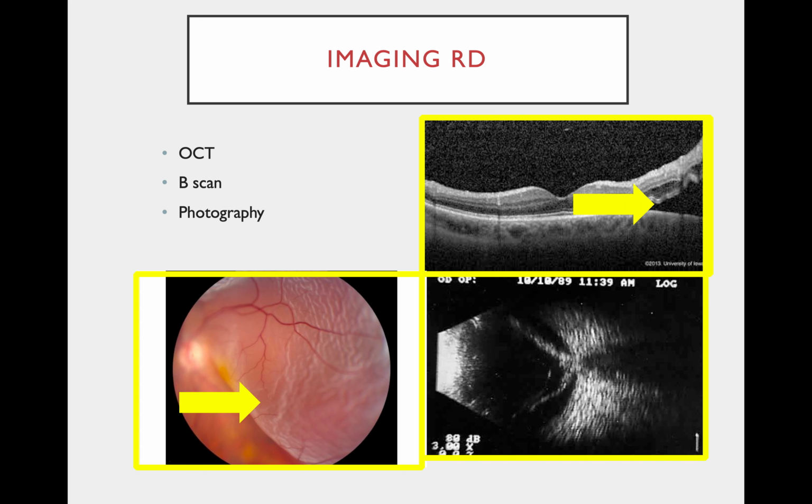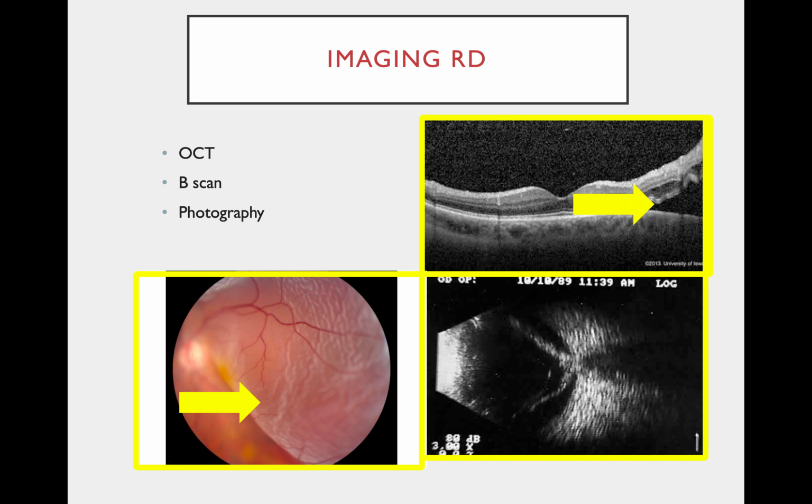The photograph there on the bottom left shows what we usually see in a rhegmatogenous detachment. The retina looks undulated, it looks wrinkled, and you can see the fovea and the macula are definitely involved. So there's a macula off detachment, and B-scan ultrasonography can be useful.